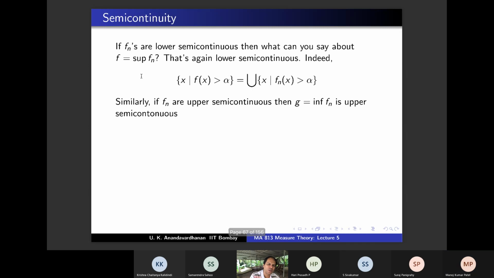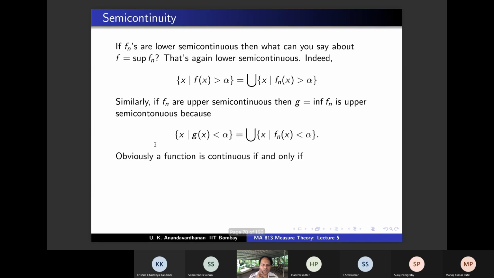The infimum of fn. Yeah. So the infimum is upper semi-continuous because if g is the infimum, and if you take x such that g(x) is less than alpha, then how is this related to fn(x) less than alpha? If the infimum is less than alpha, then at least one is less than alpha, no? So this is also a union, right? Agree? And if x belongs here, then at least one fn(x) is less than alpha, and therefore the infimum is less than alpha. So this is okay, right? So this is a union of open sets, which is open, so this is upper semi-continuous. Okay, we are going to use all these things soon.